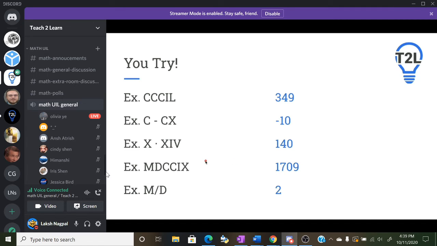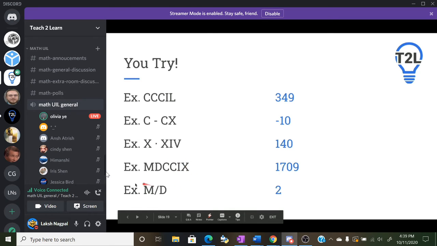See, good job. And if any of you were confused, this one is 10 times 14, and this one is 1,000 plus 500 and 200, so that makes 700, and then this makes 9 because it's a 1 in front of a 10. And then this one is just 1,000 divided by 500, so you get 2.